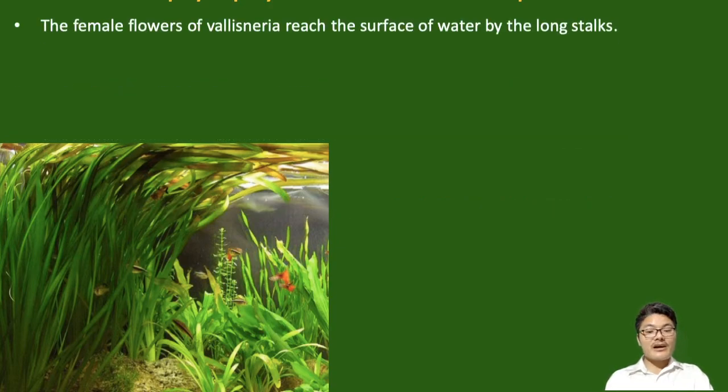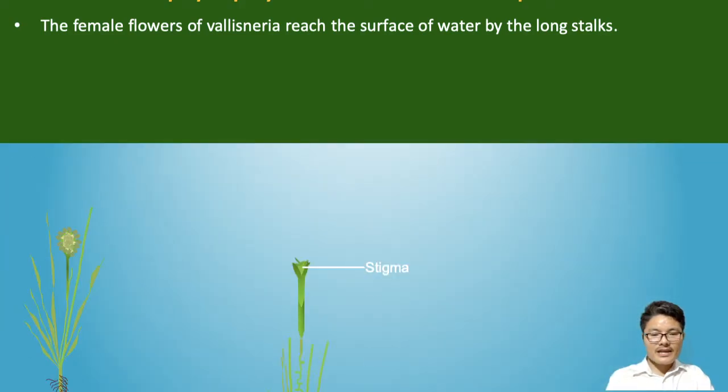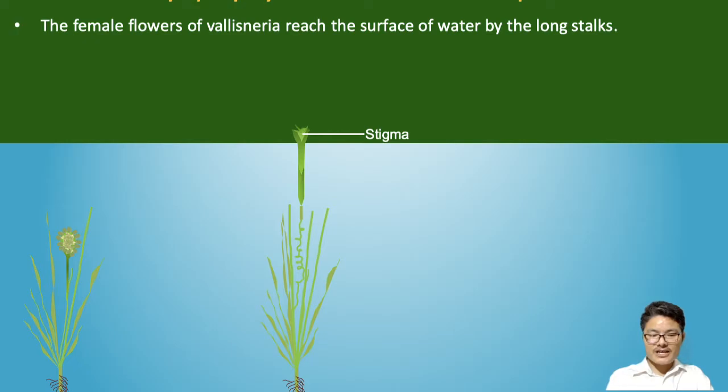Now we have epihydrophily in Vallisneria. Vallisneria is a freshwater plant, and in Vallisneria, epihydrophily occurs. Epi refers to above. So if pollination occurs above the water surface with the help of water, that is called epihydrophily. Female flowers of Vallisneria usually reach the water surface by long stalks. As you can see in this cartoon, you are able to see the male flower and female flower. Female flowers have a coiled stalk which can extend up to the water surface, and they blossom on the water surface. So the stigma is also exposed on the water surface.